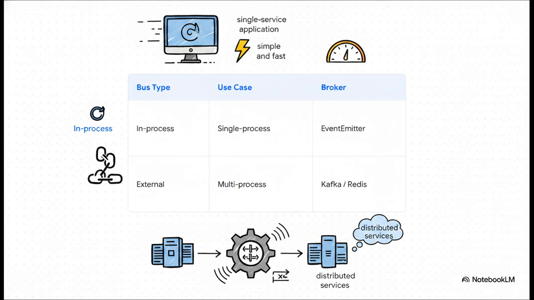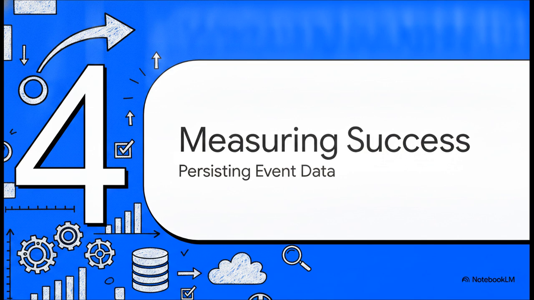Well, then you're probably going to need an external message broker, something like Redis or Kafka. You really have to sit down and ask yourself, do we need durability, replayability, long-term auditing and cross-service access? Or do we just need a really fast local broadcaster? Let's look at Section 4, persisting and measuring success.